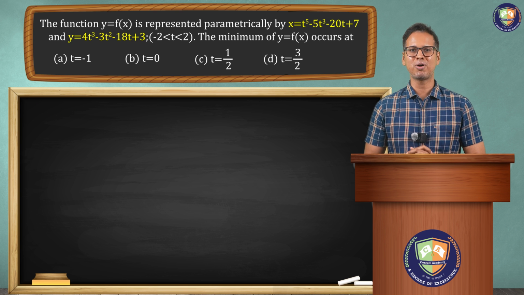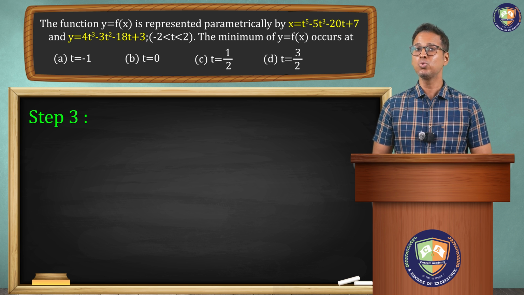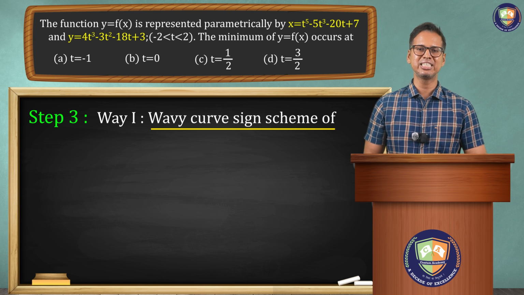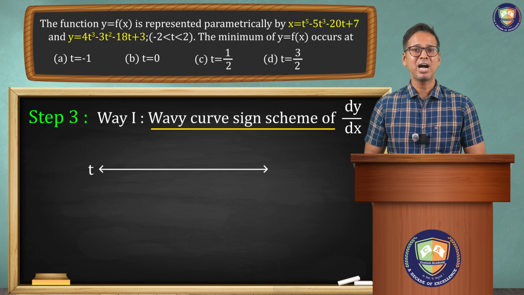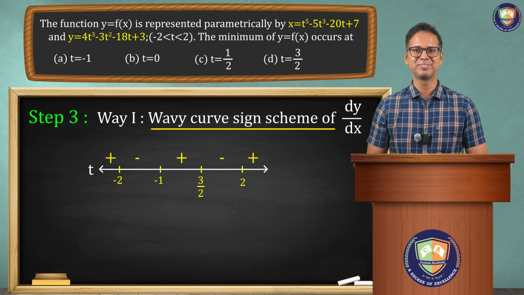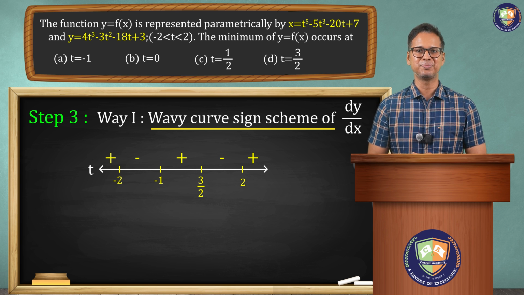Now comes the most important step, step number 3. This step can be accomplished using two ways. First way, using the wavy curve sign scheme for dy by dx. Now, make a number line and mark the critical points and assign sign to these intervals using the wavy curve sign scheme that you have already learned earlier.